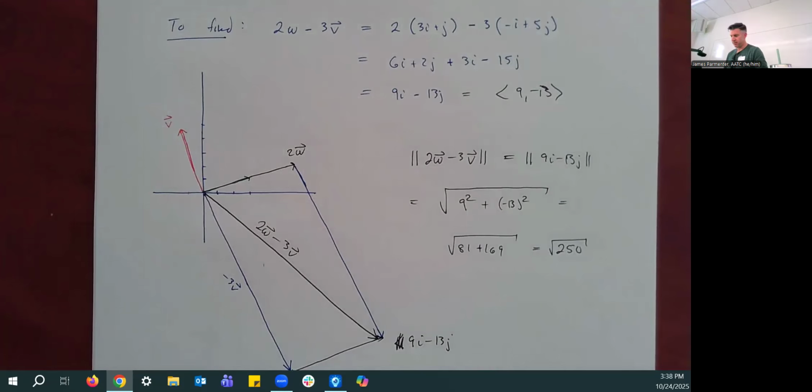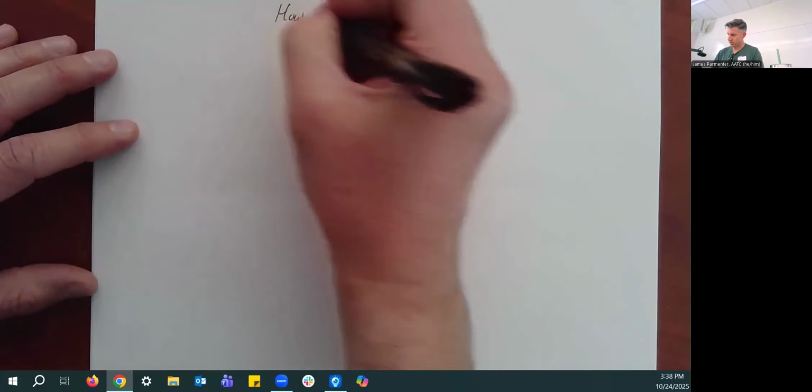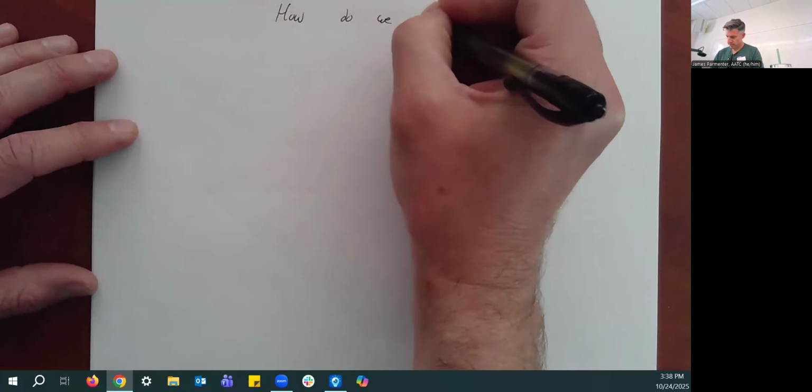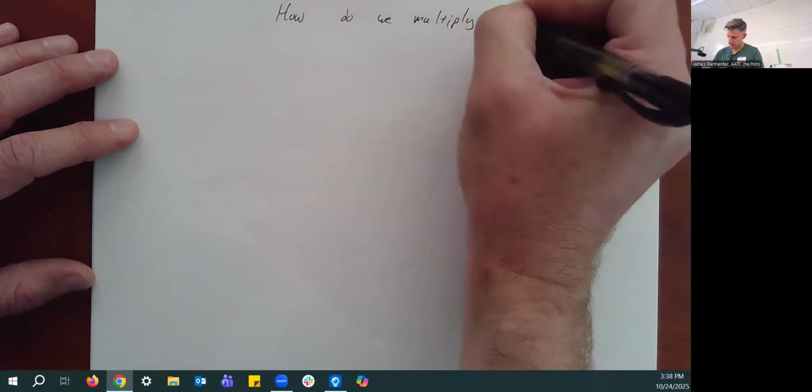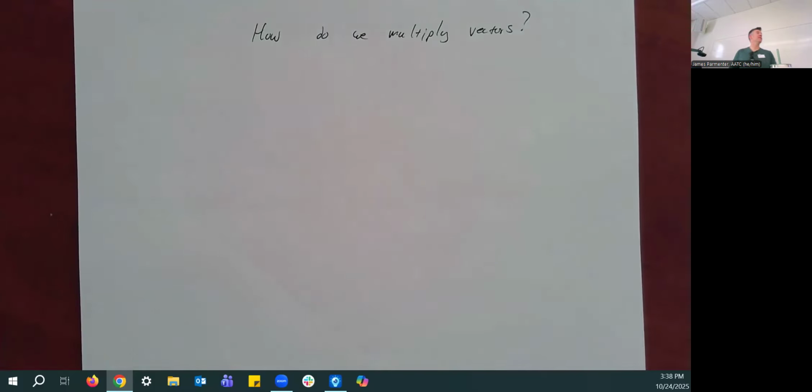So let's go ahead and talk about the next vector operation. Addition is fine, subtraction is fine. Multiplying a vector by a scalar is also totally fine. They all work very normally. On the other hand, multiplying vectors is a different thing entirely. So how do we multiply vectors? Good question. Well, it depends.